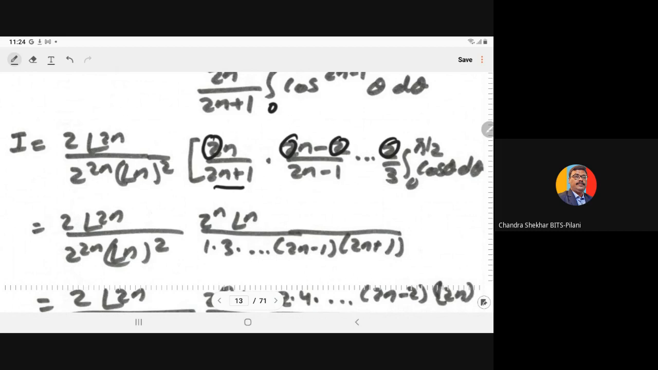Then in the numerator we have n into n minus 1 into n minus 2 and so on, into 3 into 2 into 1, that is the factorial n. So in the numerator we have 2 to the power n factorial n, and in the denominator we have 1 into 3 into 5 into 7 up to 2n minus 1 into 2n plus 1.